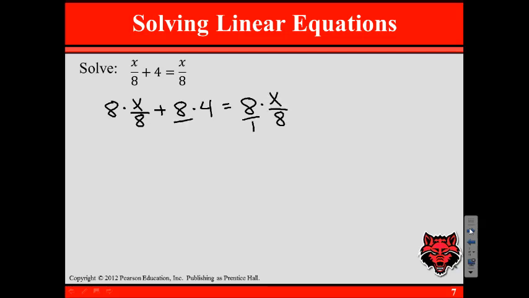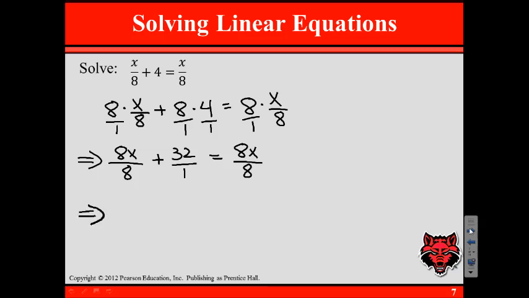And we can rewrite this 8 each time as 8 over 1. When we do so, we multiply across the bottom and across the top. So that gives 8x over 8 plus, let's rewrite this 4 as 4 over 1, 32 over 1 equals 8x over 8. When we reduce each fraction, this gives us x plus 32 equals x.